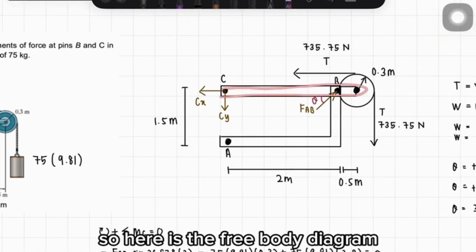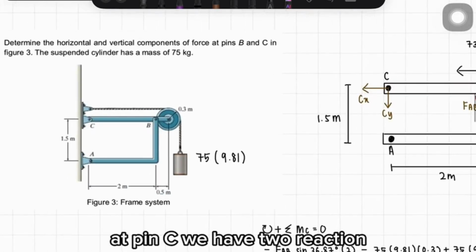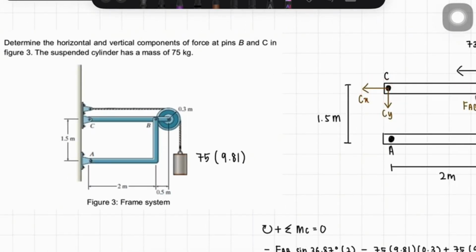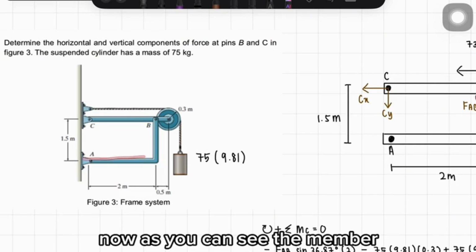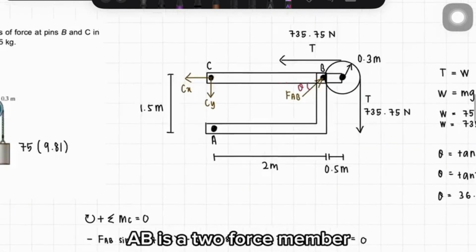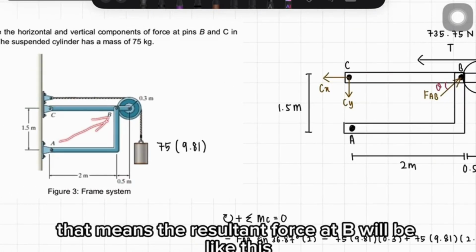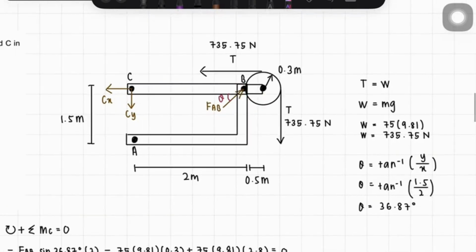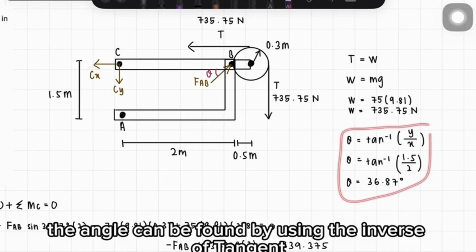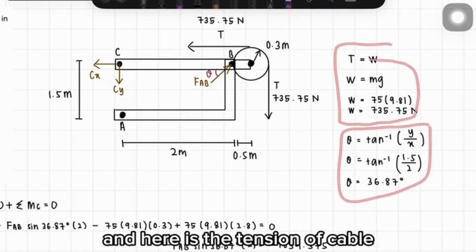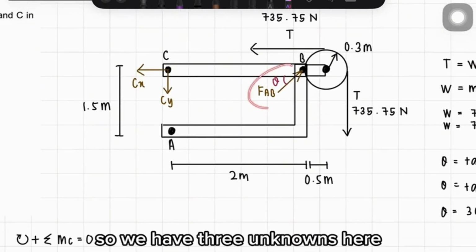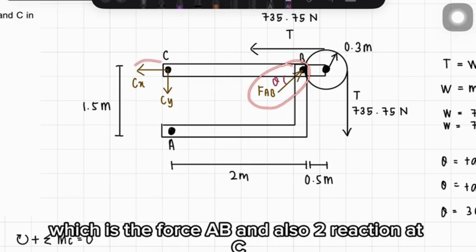So here is the free body diagram. At pin C, we have two reactions, which are Cx and also Cy. The directions are assumed. Now, as you can see, the member AB is a two-force member. That means the resultant force at B will be like this. The angle can be found by using the inverse of tangent. And here is the tension of the cable. So we have three unknowns here, which are the force AB and also two reactions at C.